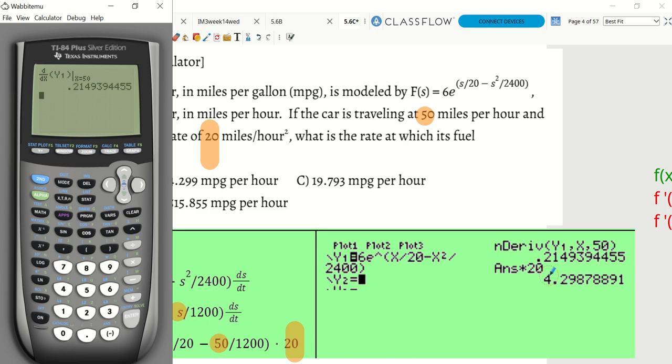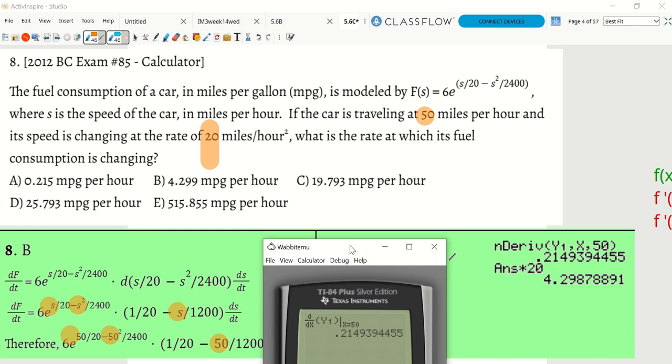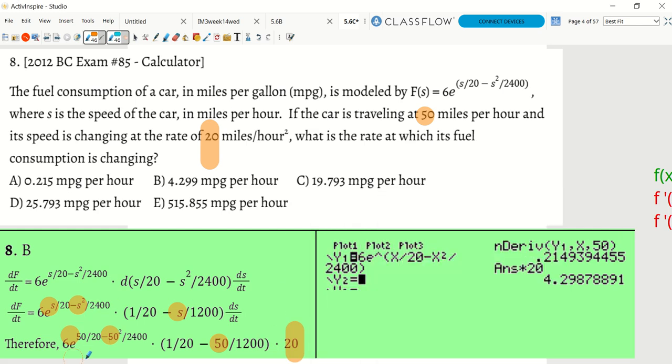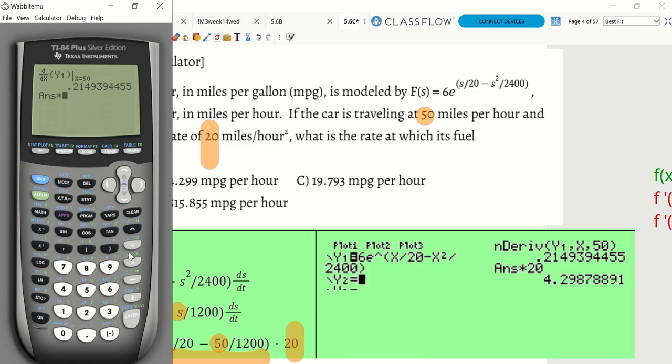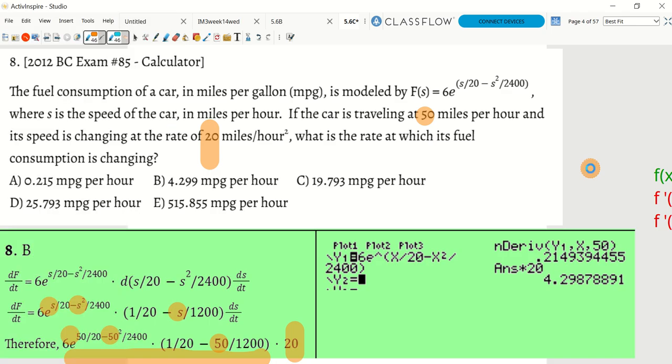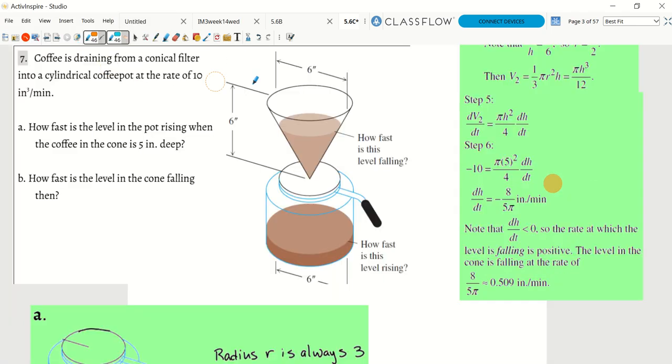And then don't forget I have to multiply it by this 20, okay. So that basically gives you this, but then I have to multiply it by the 20. So once I multiply by the 20, I should be good to go. Boom, boom, and I get 4.29. Okay, here's number 8, or excuse me, number 7.